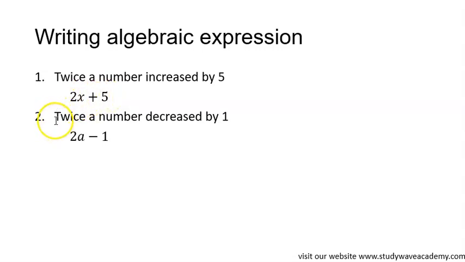Next, twice a number decreased by 1. Twice, which is 2, a number, we're going to replace it with a. Decrease is minus, so minus 1. So this is the algebraic expression of this. You can see, a number increased by 3, let's say the variable we replace with is x, so x plus 3. Like that, this is how you write algebraic expressions. Okay, do you understand? I hope you're not confused and you'll be able to do it if you see this kind of question. Okay, good.